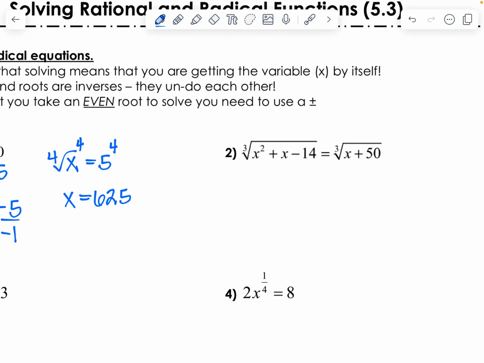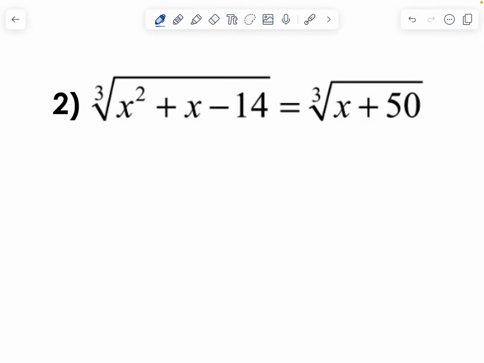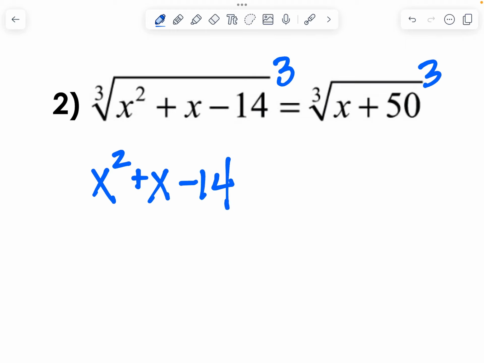Okay? Over here, I want you to notice that we have not one, but two radicals in our equation. It's really important to notice that they're on either side of the equal sign, so the equal sign's in the middle. To cancel that third root, we're going to give both sides the third power, which leaves you with x squared plus x minus 14 is equal to x plus 50.